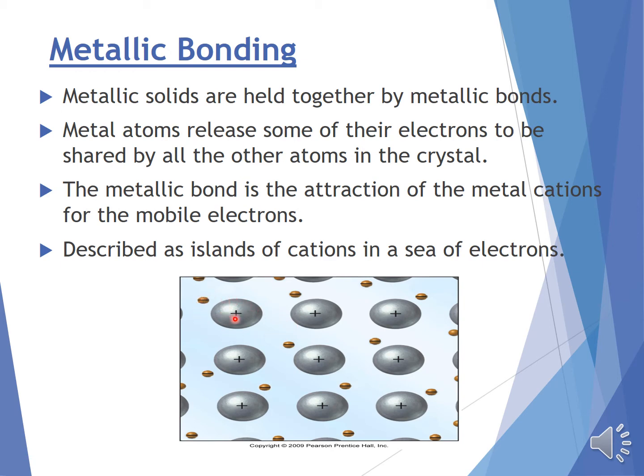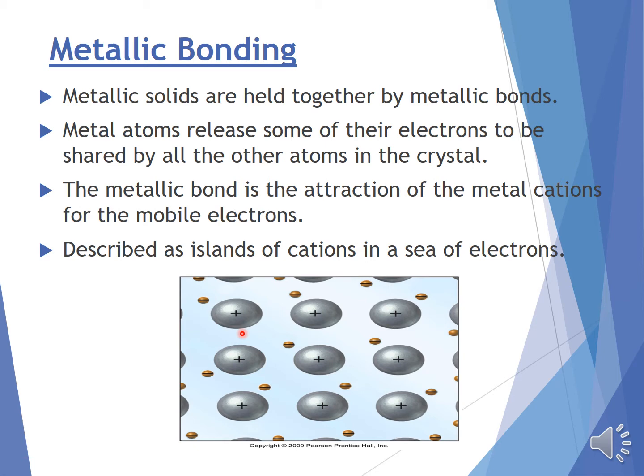Their valence electrons are few and they are moving in all directions. Here we can see a positively charged nucleus and around it, negatively charged electrons. These are the valence electrons. And what are the kernels? The inner shell electrons plus the nucleus. The kernel is the center part of an atom and it is positively charged.